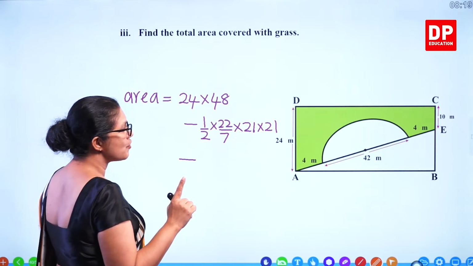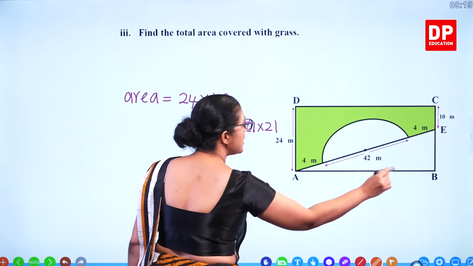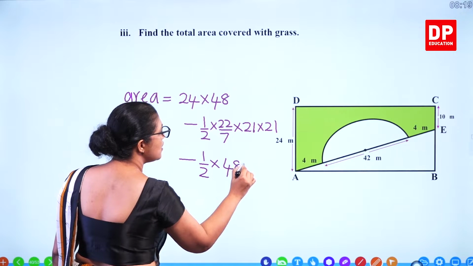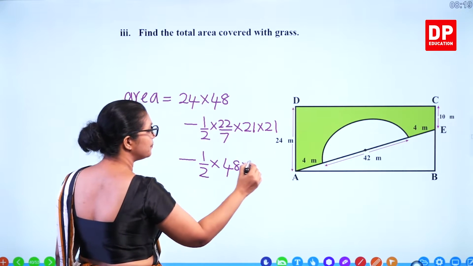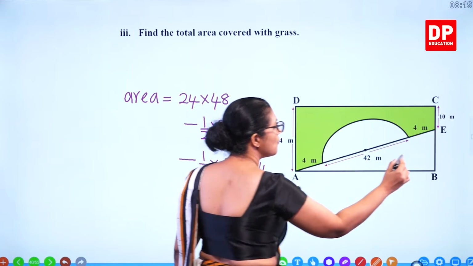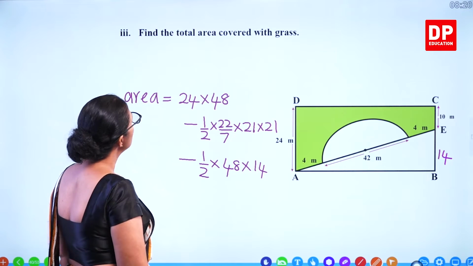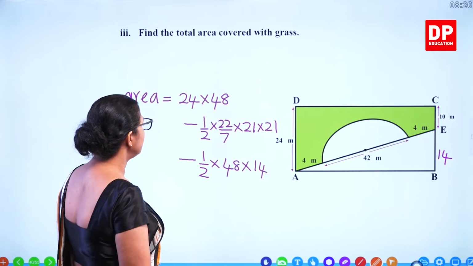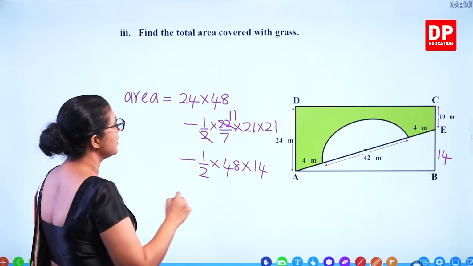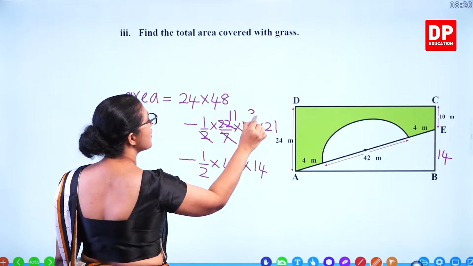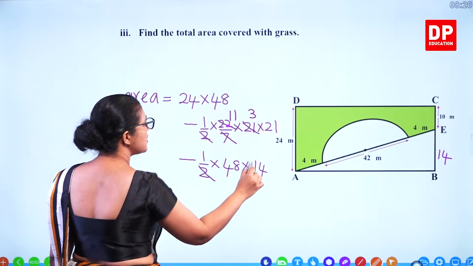And then you have to subtract area of the triangle. So what's the area of the triangle? Half into base length is 48 into height. Height we found 14. This one we found 14 before. Now simplify and find out the answer. 2 times 22, you get 11. 7 times 3. Then here 2 times 7.